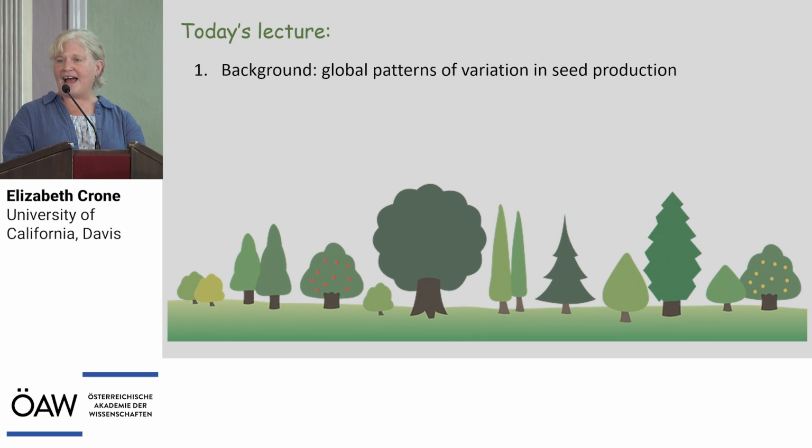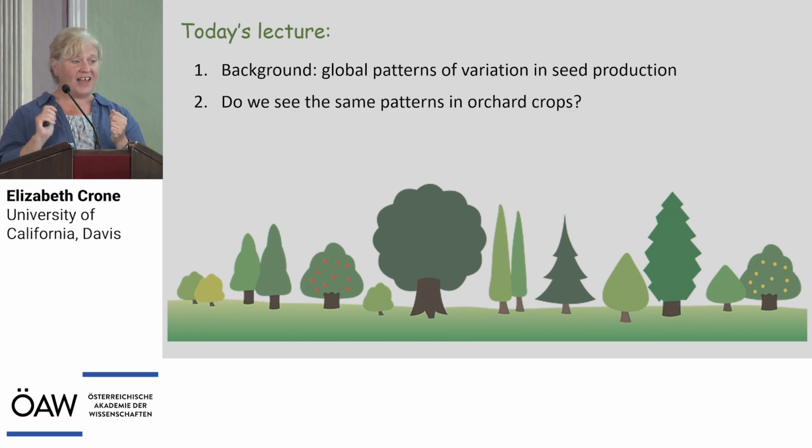First, I'm going to give you some background that takes these economies of scale and translates them into some predictions about global patterns of variation in seed production. Then I'm going to say, do we see the same patterns in orchard crops like the ones I've showed you before? I should have mentioned that alternate bearing in orchard crops is bad for farmers.